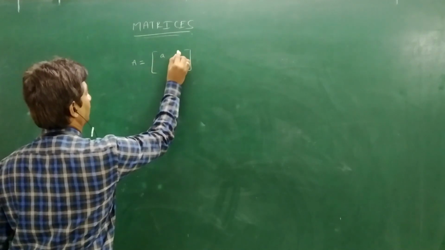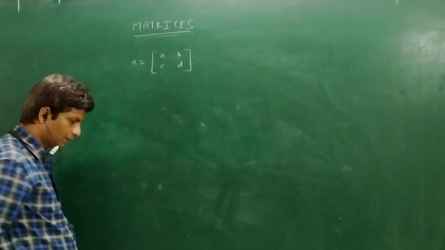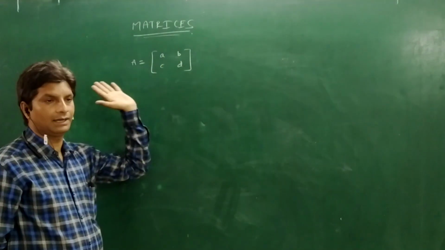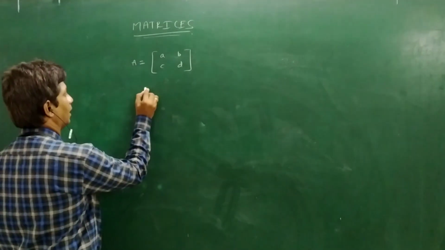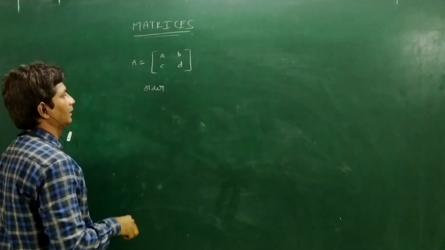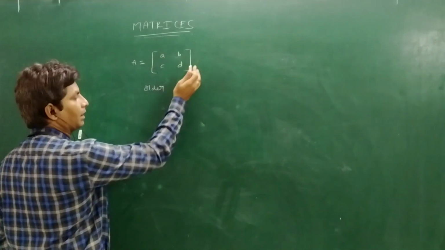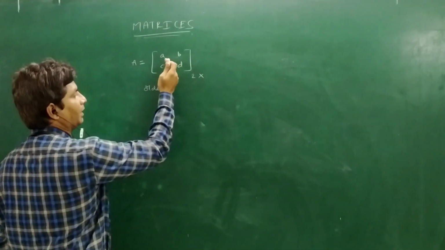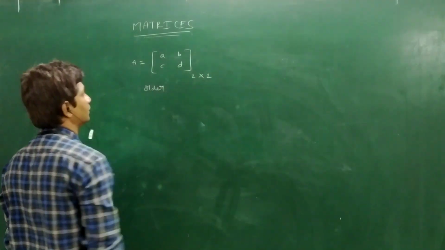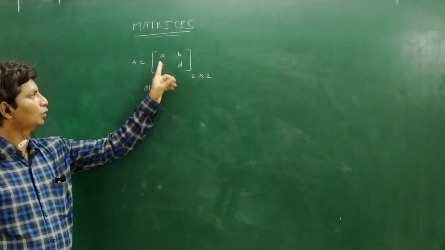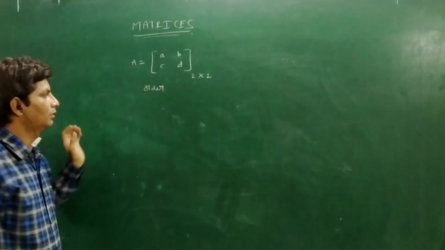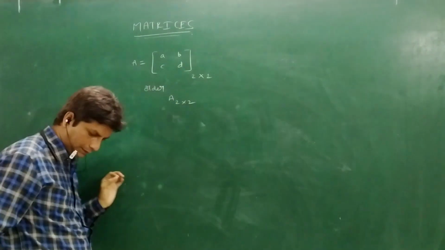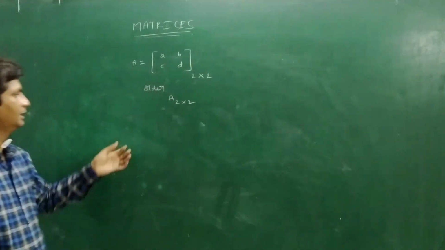For example, capital A equal to a, b, c, d. Every horizontal line is called a row and every vertical line is called a column. Now, what is the order of this matrix? How many rows are in this matrix? First row, second row, so 2. How many columns? 2. So this matrix has 2 rows and 2 columns, and its order is given as 2 cross 2. This is the order of the matrix.